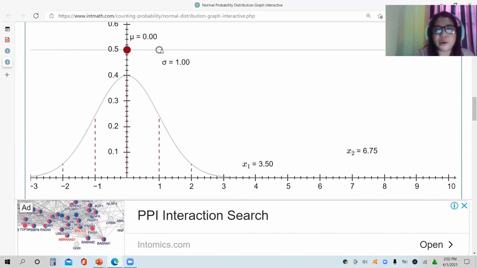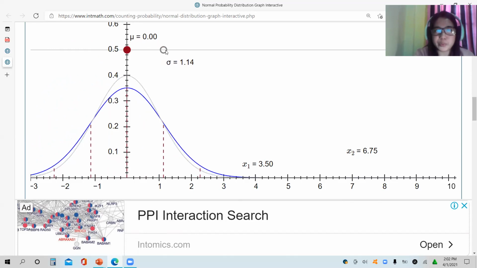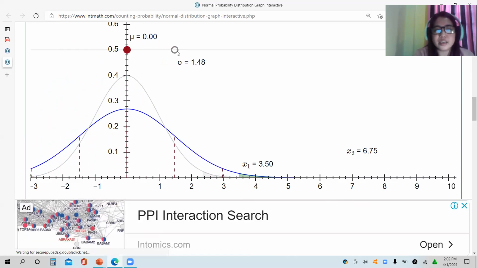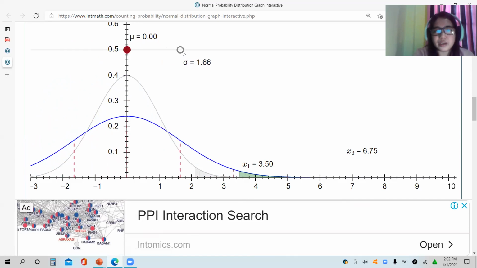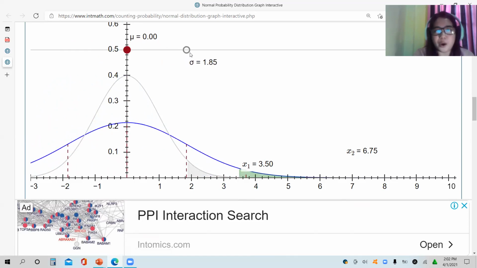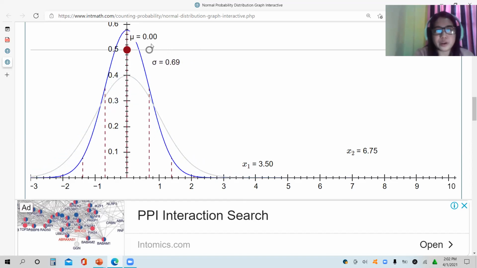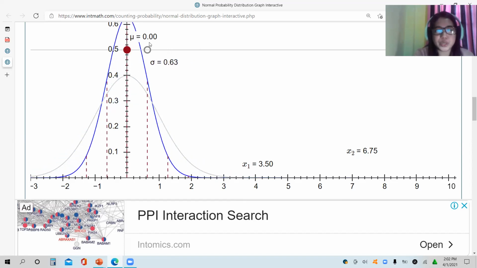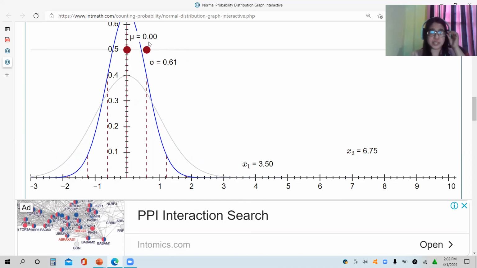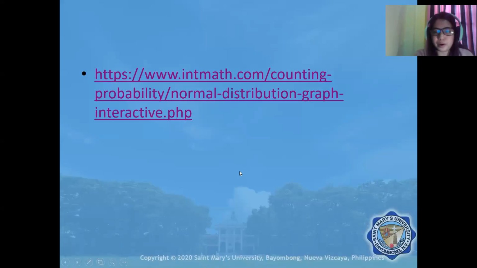However, if the value of our standard deviation is increased, the curve moves down because the spread of our curve increases. While if we decrease it, it will look like this, so it will move toward the center. So that is how it affects our normal curve. So let's go back to our PowerPoint presentation.